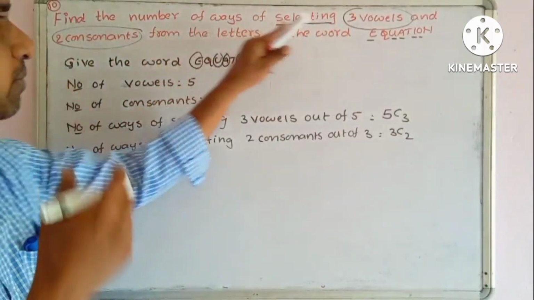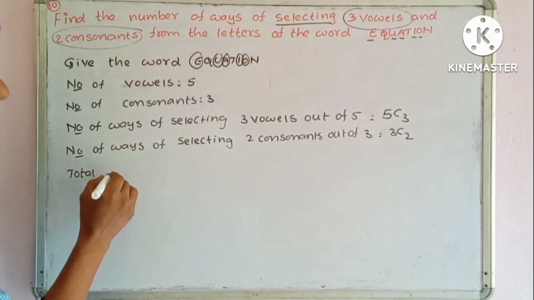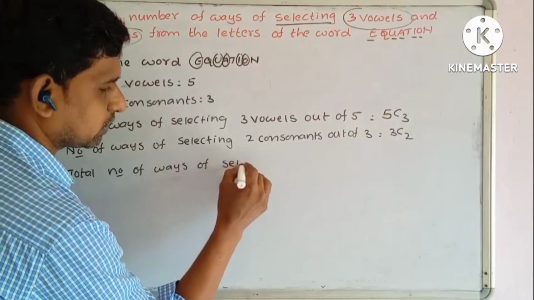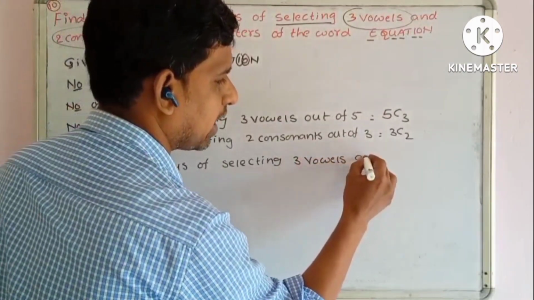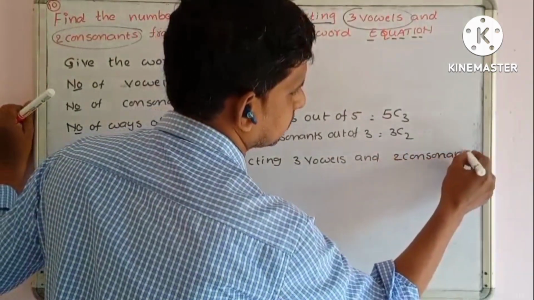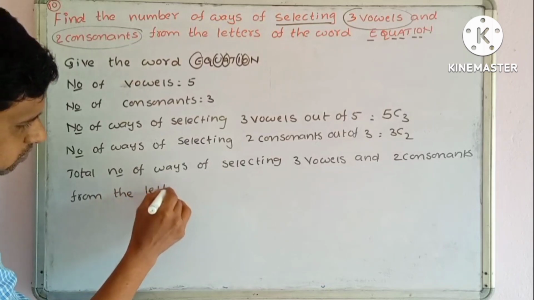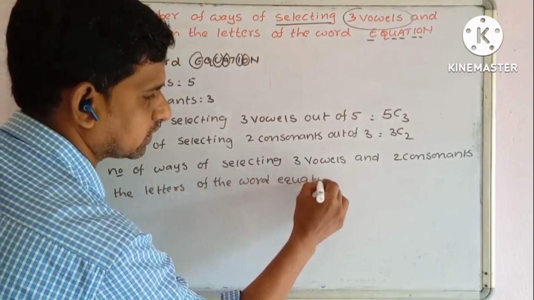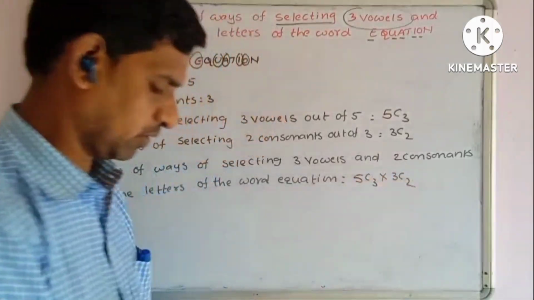So now the total number of ways of selecting 3 vowels and 2 consonants from the letters of the word equation is, simply do the multiplication, 5C3 into 3C2.